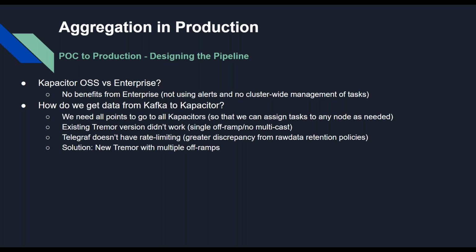Luckily, a solution presented itself to us in that the internal team at Wayfair who'd been working on Trimmer had a newer version that was available that could handle multiple off-ramps. So we decided to use that as the front end of the aggregation pipelines.